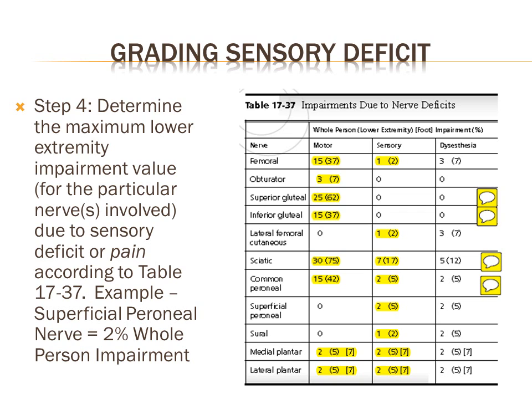The femoral nerve has a maximum whole person impairment value of 1. Lateral femoral cutaneous nerve has a maximum whole person impairment value of 1. Common peroneal is 2. Superficial peroneal is 2. Sural is 1. Medial and lateral plantars are both 1. The highest impairment value is provided for the sciatic nerve because of its greater distribution and therefore its greater impact on activities of daily living.